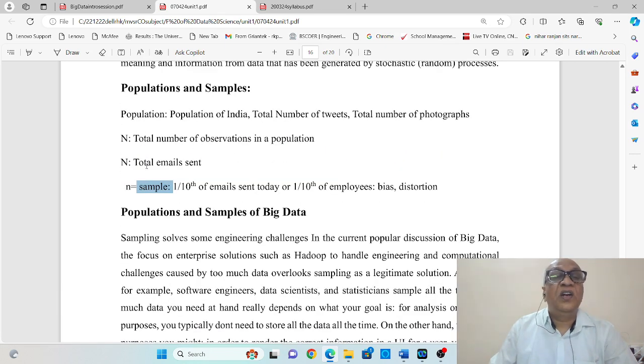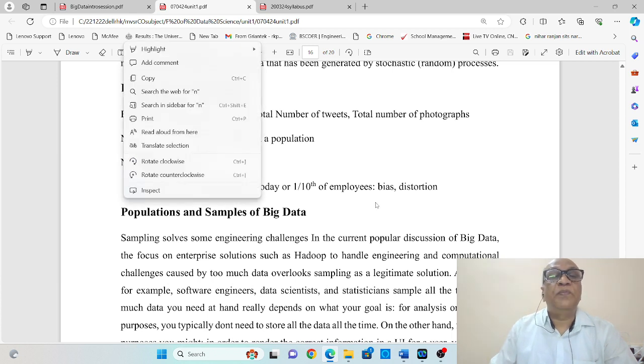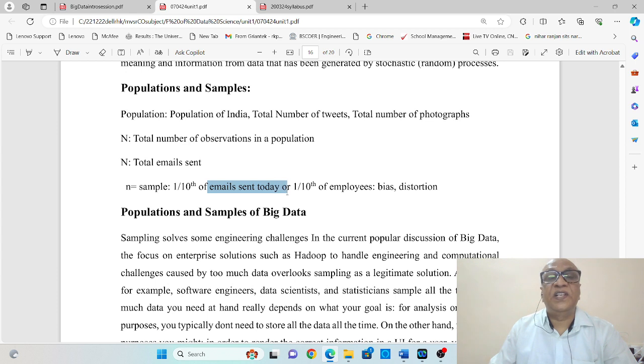Let us say total emails is capital N, then small n will be a sample which can be 1/10 of the emails sent today, or 1/10 of the employees we capture, and their emails will be compiled. So, whenever we are sampling, there is a scope or chance for bias and distortion.